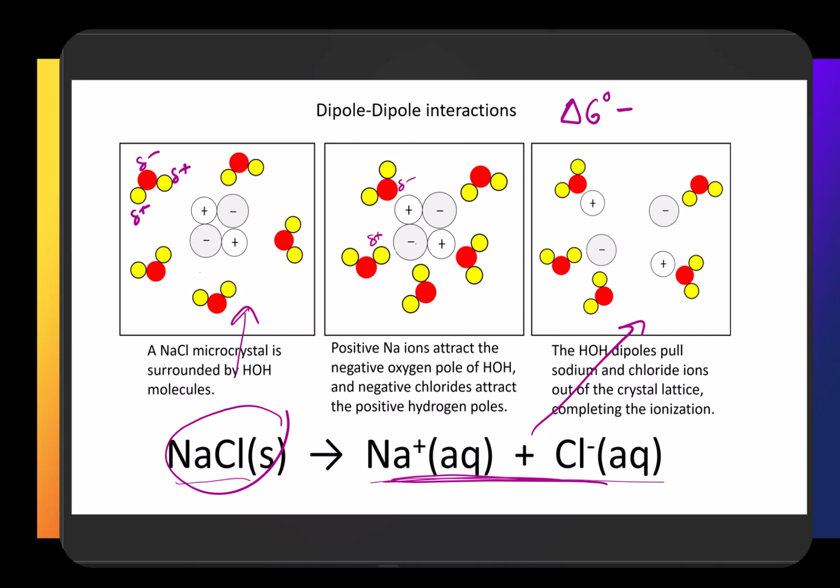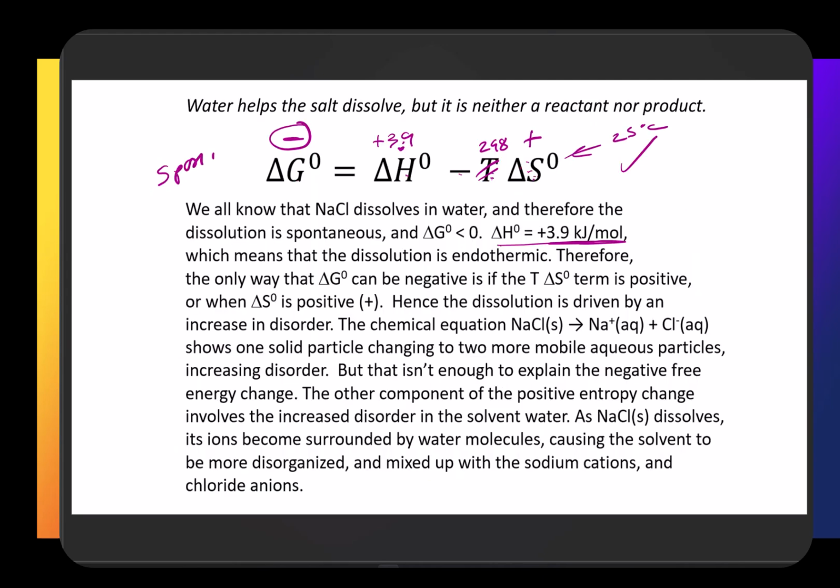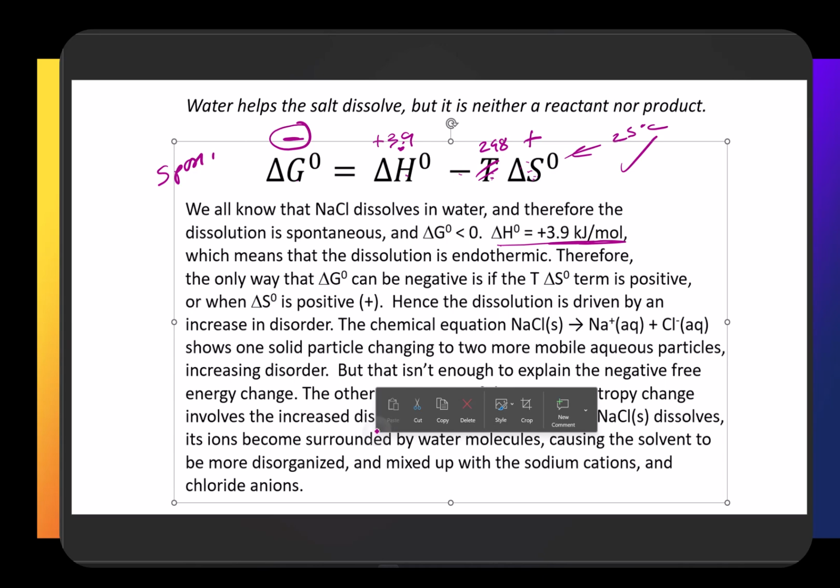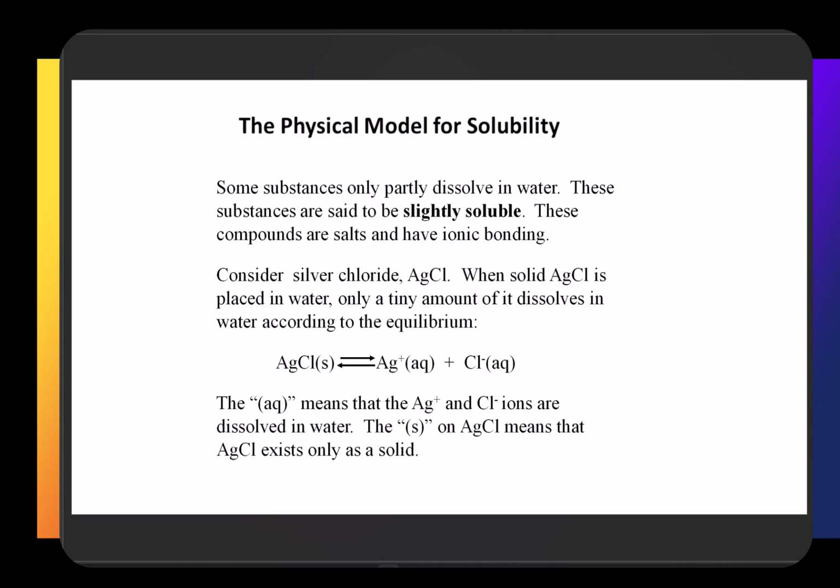Each ion is hydrated. The hydrogen bonds between adjacent water molecules are somewhat broken up because these ions are between the water molecules. And the final system is a lot more disordered than the initial system. Because of this large delta S for dissolution, that drives the free energy change to be negative, making the dissolution spontaneous.